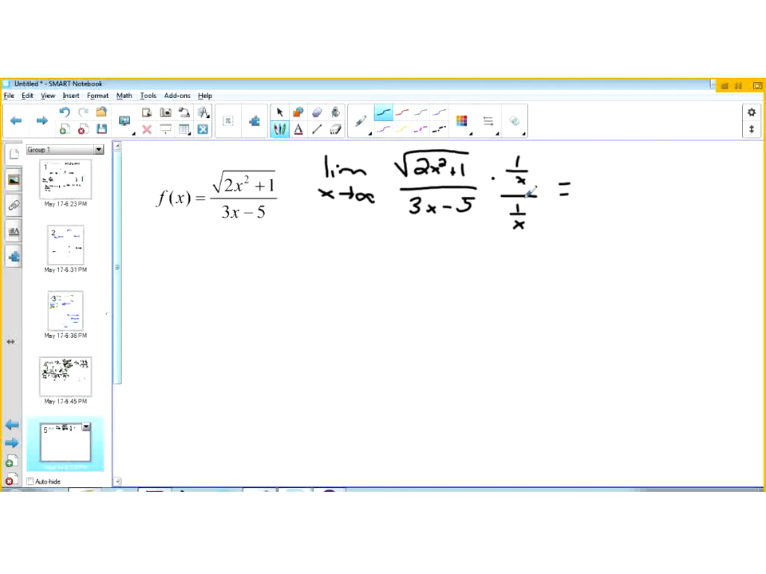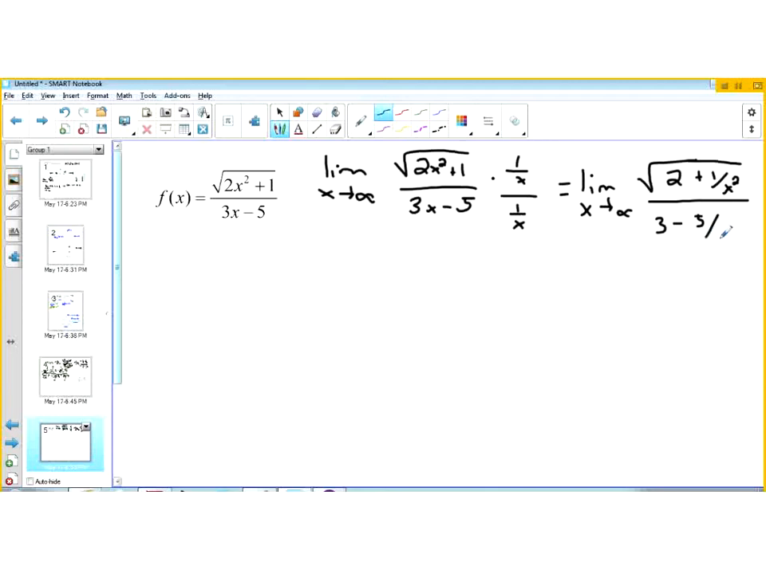All right, so if I did that, now we would have this result. I would like to bring the 1 over x inside the radical. Okay, and since x is positive, I can do that by taking the square root of 1 over x squared. All right, so doing that, I'll have 2 plus, the numerator becomes this after I do the multiplication, divided by, now the denominator becomes 3 minus 5 over x.